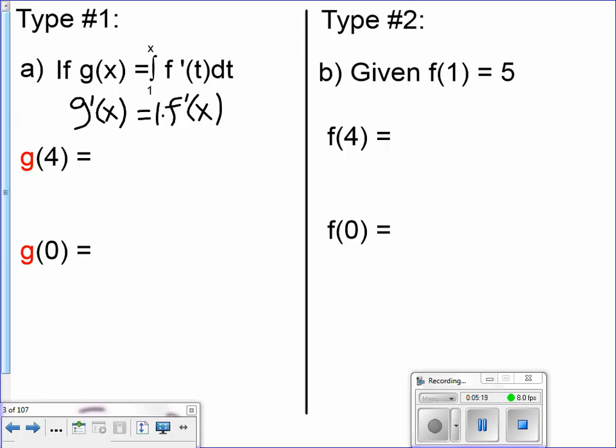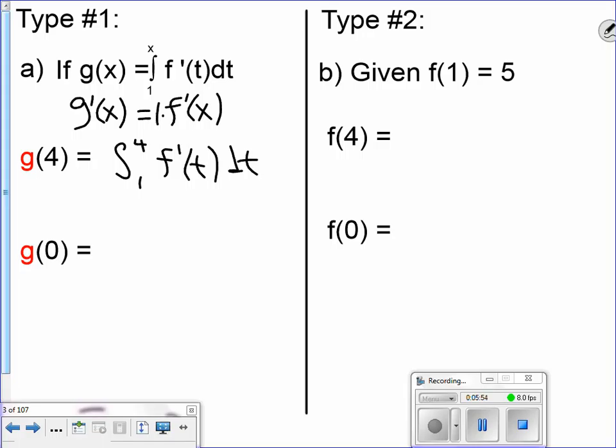Now, since you realize at this point that what you're looking at is g prime in that graph above, you can get g of 4, right? I'm going to let you do this, but just using this definition for g of x, if you want g of 4, what do you use? G of x is a definite integral from 1 to x, so what's g of 4? 1 to 4 of f prime of t. We're just plugging in 4 for the x.